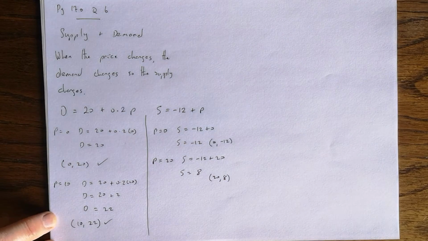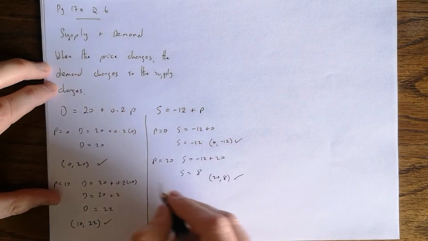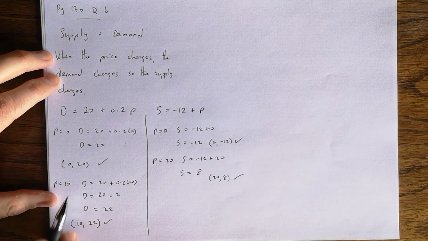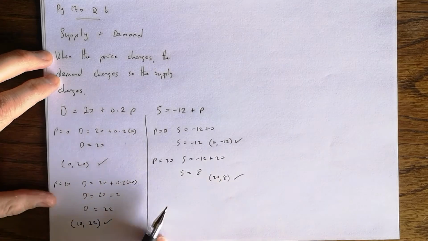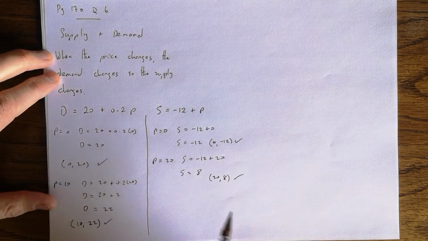So now I have to sketch those two lines, just putting on those points. So this one for that line, and this one for that line. My highest y value is 22 and my lowest is minus 12, so I have to go between 22 and minus 12. And on the x-axis, 0, 10, 20, I have to go across to 20.